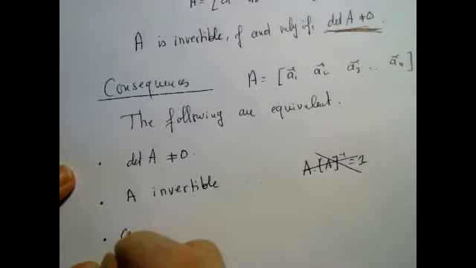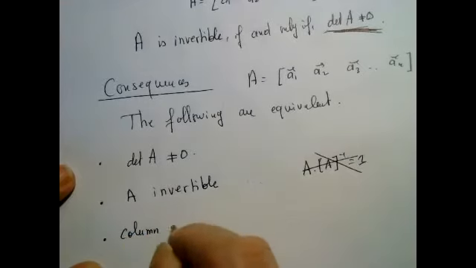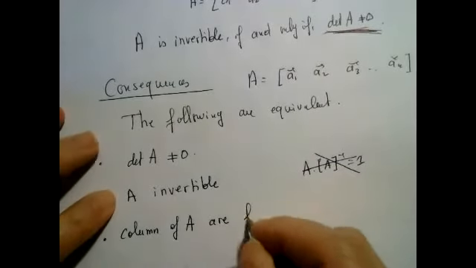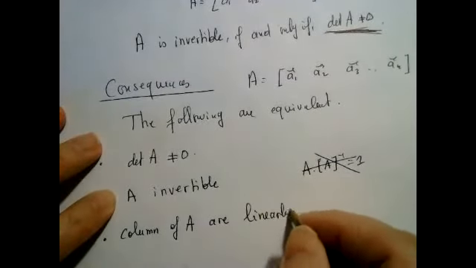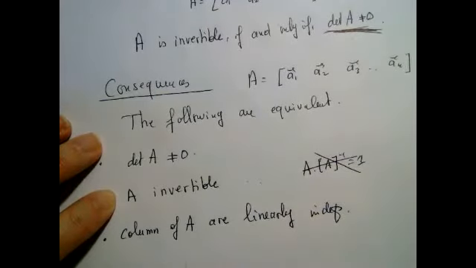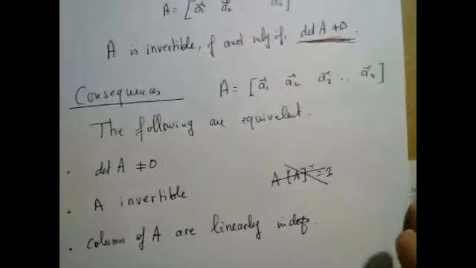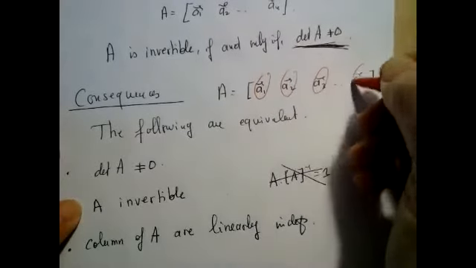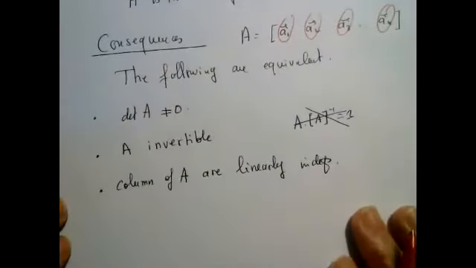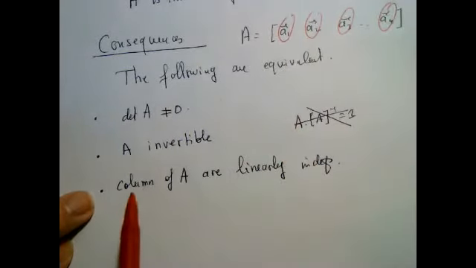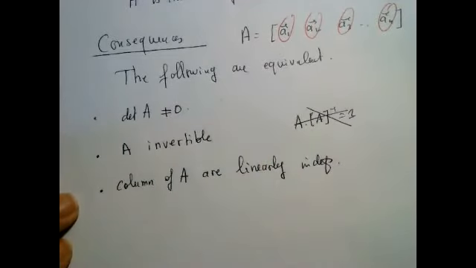Then the columns of A are, since it's invertible, linearly independent. So if you have a matrix and somehow you know that the determinant is not 0, you can immediately conclude that the columns are linearly independent, and vice versa. If the columns are linearly independent, as long as it's an n by n matrix, then the determinant is different from 0.